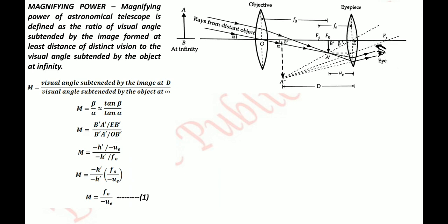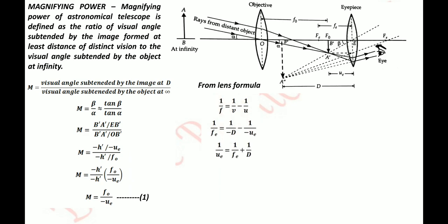Now we are going to calculate the value of 1 upon UE from the lens formula. The lens formula is 1 upon f is equal to 1 upon v minus 1 upon u. We are going to put this formula for the eyepiece. So 1 upon fe will be equal to 1 upon minus d, since image distance is d only, minus 1 upon minus v. Minus 1 upon d is transferred to this side, and minus and minus will become plus. So 1 upon ue will be equal to 1 upon fe plus 1 upon d. This value we will put in equation number 1. Let this be equation number 2.